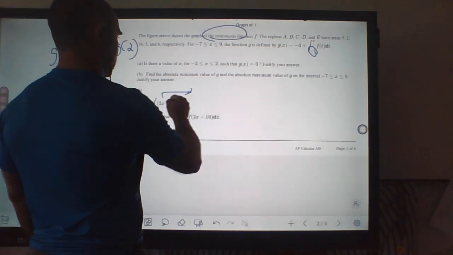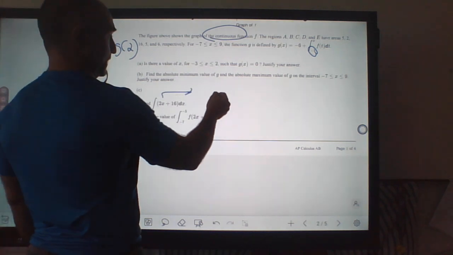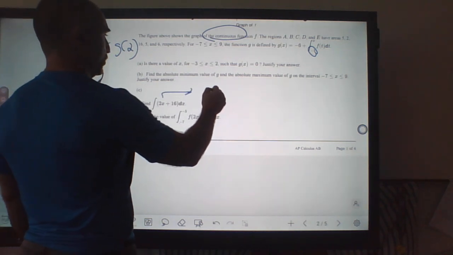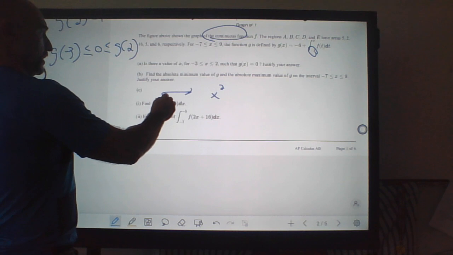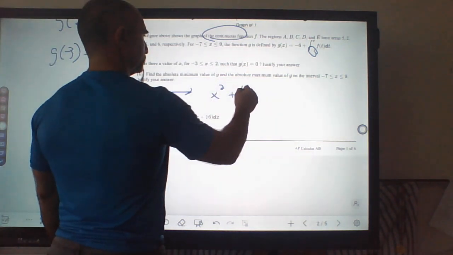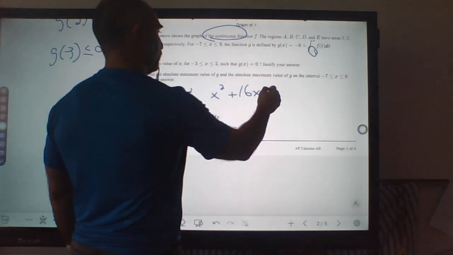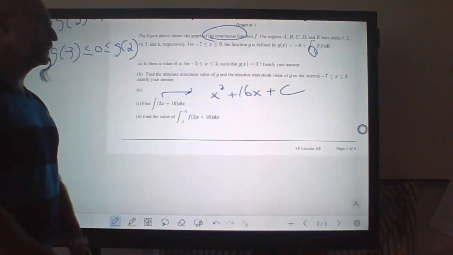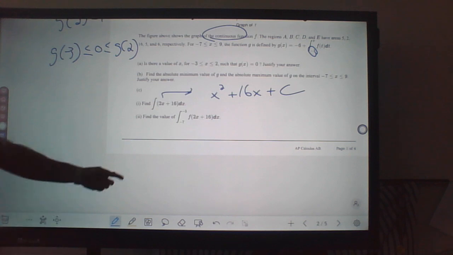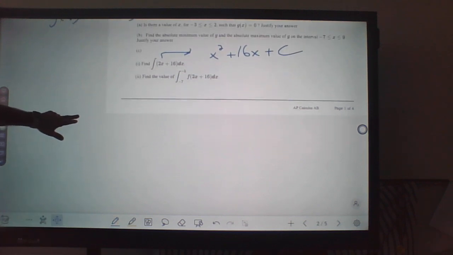So you're just going to take the antiderivative of 2x, that's 2x squared over 2, or just x squared. And then the antiderivative of 16 is 16x. And don't forget, this is an indefinite integral. Don't forget the plus c. And then we move on to this part down here.